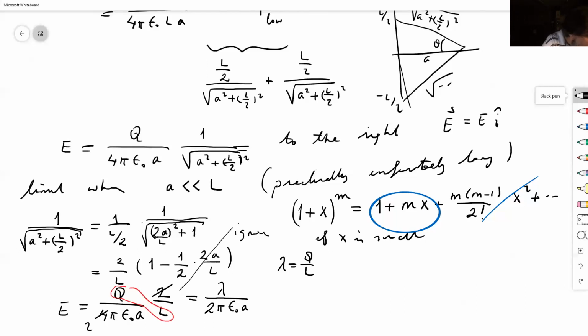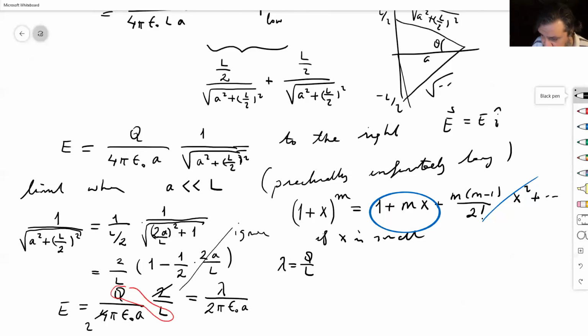Actually, you know what? Let's double check if I got it right. Infinite line of charge, lambda over 2 pi epsilon 0 r. Okay, in the book you have r, I have a here. Okay, so that's the answer. This is the electric field.